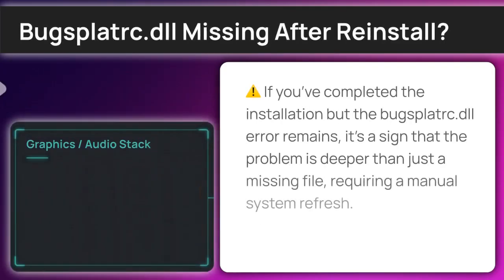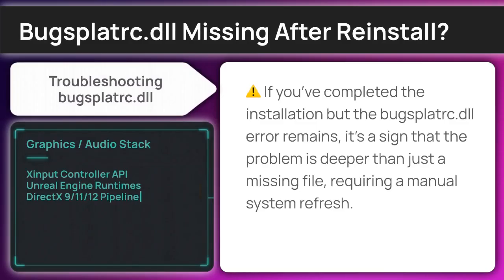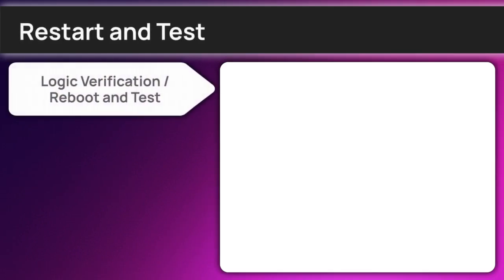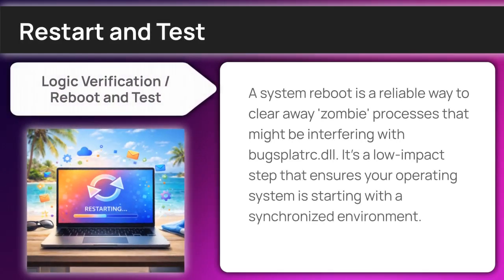Should the file remain missing after a reinstall, we need to ensure that the operating system is forced to re-index its shared library paths. A quick system restart is a practical way to ensure that all shared libraries, including Bugsplatrc Library, are being loaded correctly into the current session's memory.